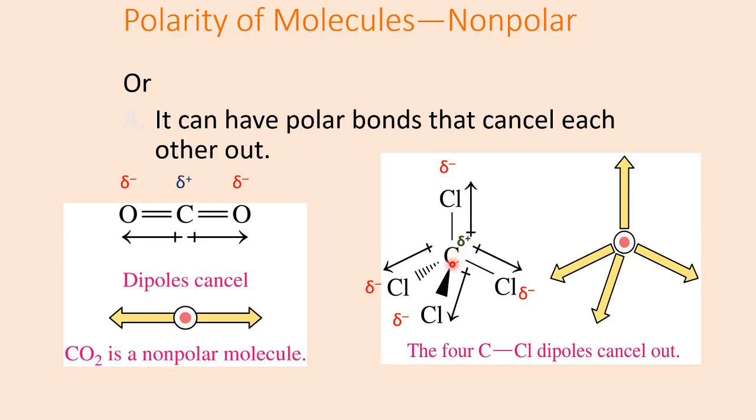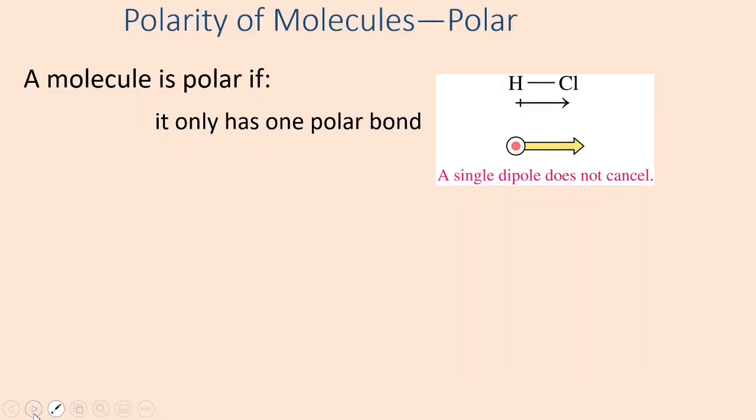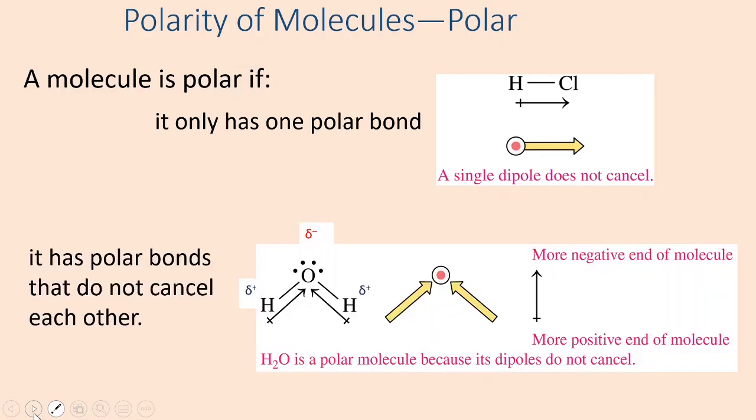So what conditions are needed in order for a molecule to be polar? Well, if there's only one polar bond, the molecule will be polar. There is nothing to cancel out the dipole. Also, if a molecule has more than one polar bond, and those dipoles do not cancel each other out, then the molecule can be polar.